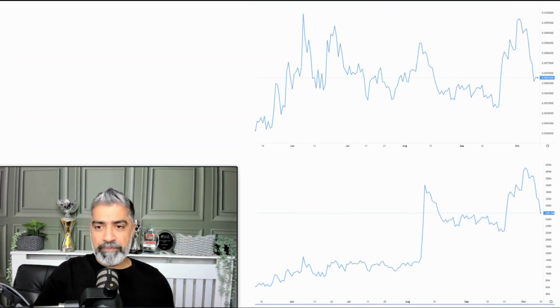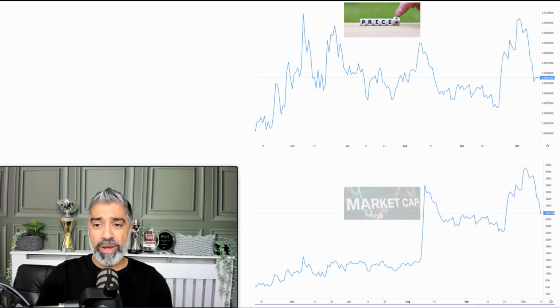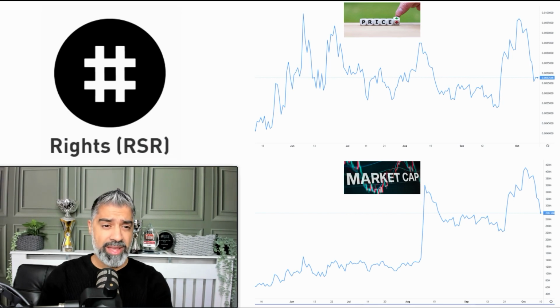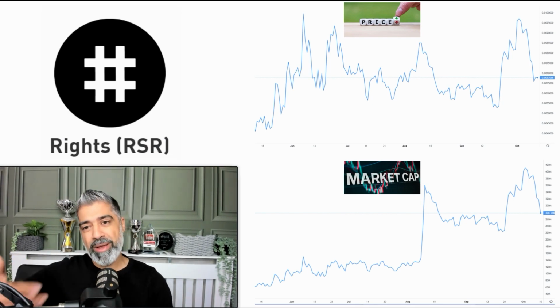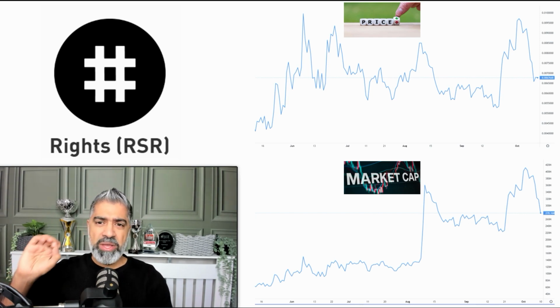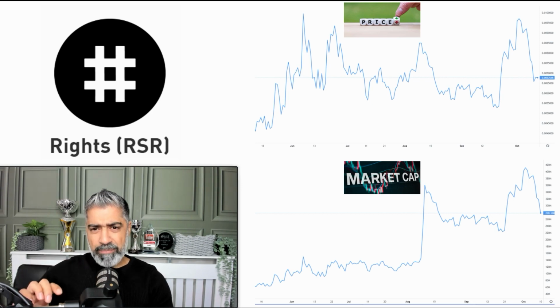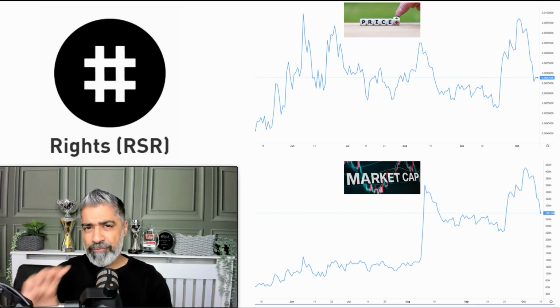So now I'm going to show you the second one. We're going to cover 3 today. What do you notice about these 2? Well, it's actually the same token, but one is price and one is market cap. Same time frame, right? We're talking about the exact time frame. And it's a token called Reserve Rights. The reason I'm using this one is a lot of my community are asking me about Reserve Rights. But you want to know that the price and the market cap are significantly different.